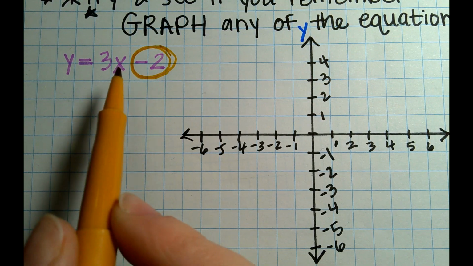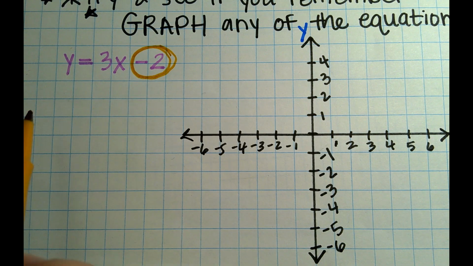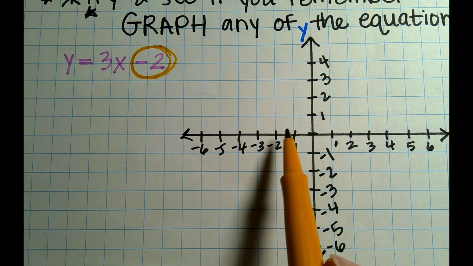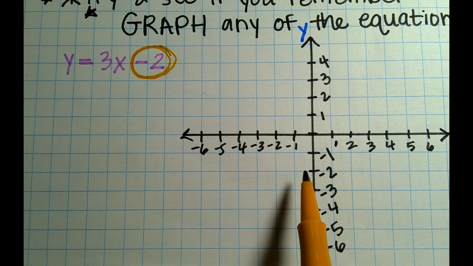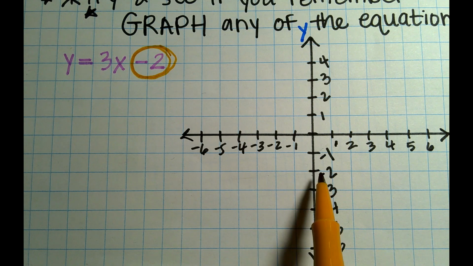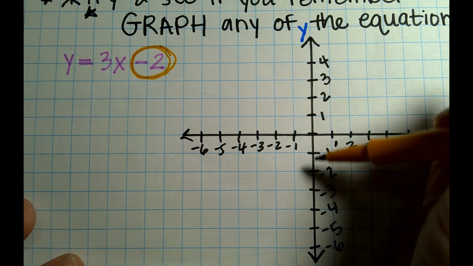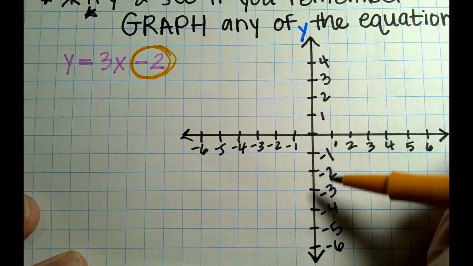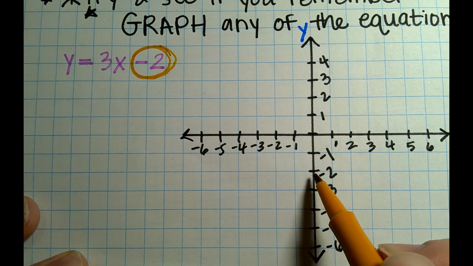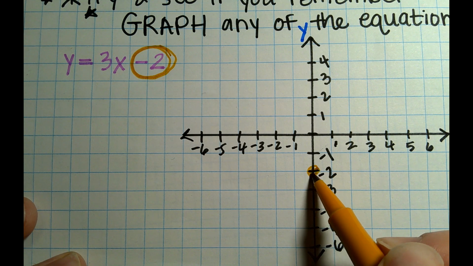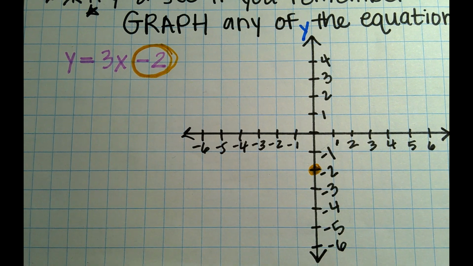Whatever that number is, what do I do? Now that I know it's negative 2, what does that mean? Where am I putting my first point? On negative 2, this negative 2 or that negative 2? Yes, you're going to do the negative 2 that is on the y-axis, the up and down. So we're going to start right here at negative 2. That's my first point. Perfect. So I've made my first point. What do I do next?